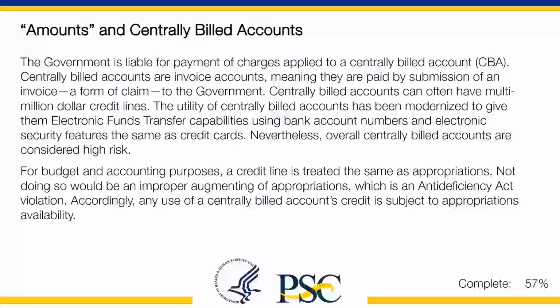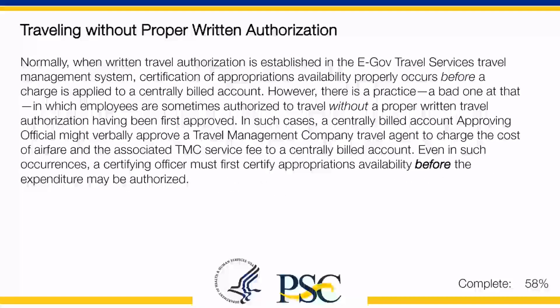For budget and accounting purposes, a credit line is treated the same as appropriations. Not doing so would be an improper augmenting of appropriations, which is an Antideficiency Act violation. Accordingly, any use of a centrally billed account's credit is subject to appropriations availability. Normally, when written travel authorization is established in the eGov Travel Services travel management system, certification of appropriations availability properly occurs before a charge is applied to a centrally billed account.